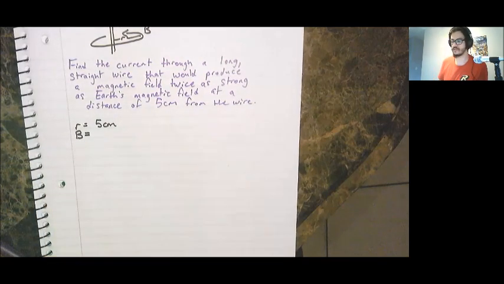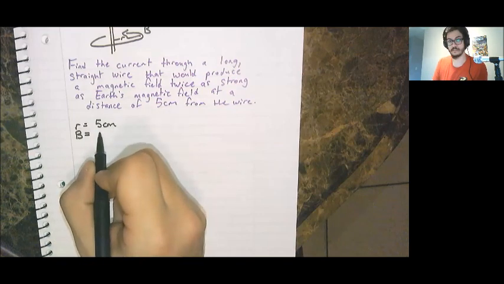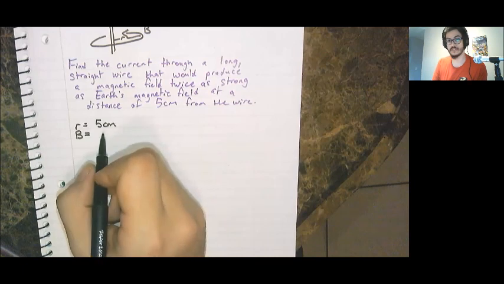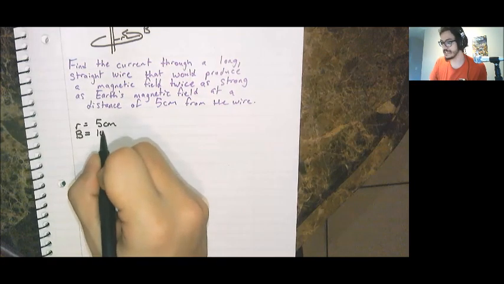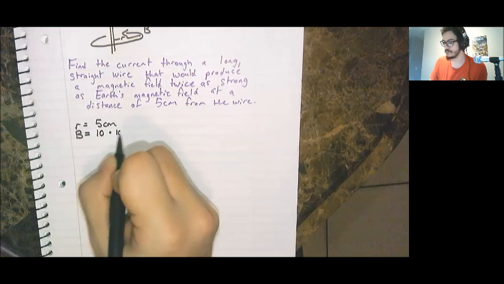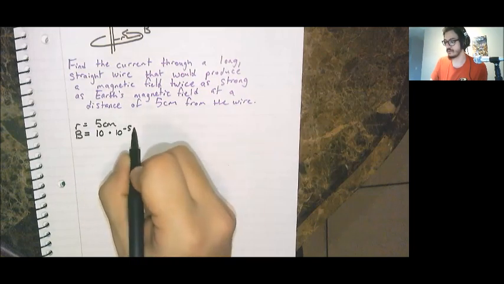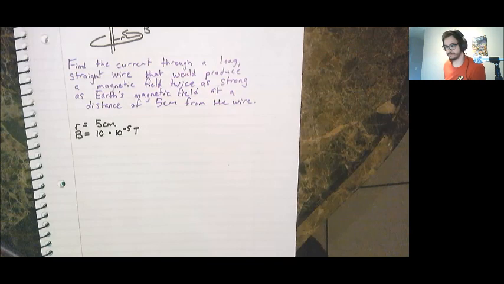Well, how strong is Earth's magnetic field? 50 microtesla, or 5 times 10 to the -5. So this thing must be twice as strong. So instead of 5 times 10 to the -5, it should be 10 times 10 to the -5 Tesla.